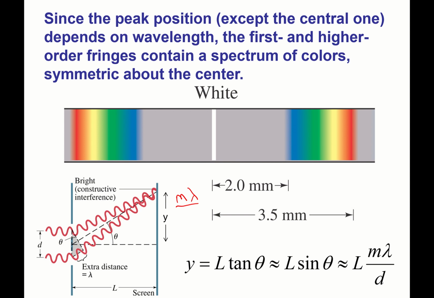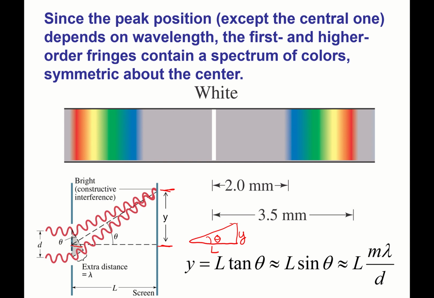Often we ask in a question, what is the distance from the center line that a peak occurs? Or you might be told the distance from the center line on the screen where the peak occurs. So that's the distance y in the figure below. If you have the screen a distance L away, then if we look at our triangle, we know L, we know theta, so y over L is equal to tan theta, opposite over adjacent, so y is equal to L tan theta.